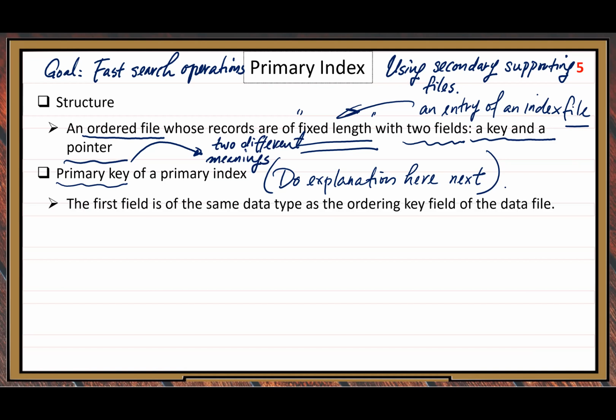The first field, the key field, that's the primary key of the primary index, is of the same data type as the ordering key field of the data file. Because you organize your data with respect to a certain ordering key field, you use that key field as the primary key field for the primary index.